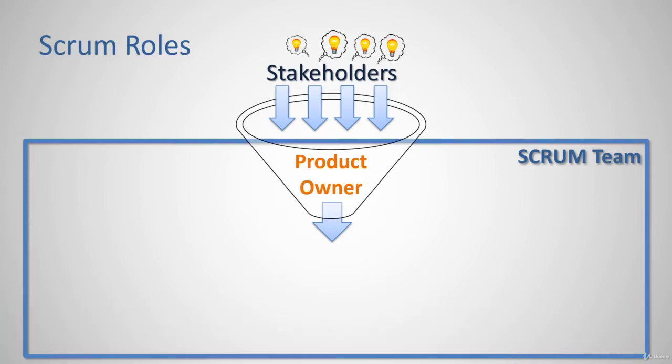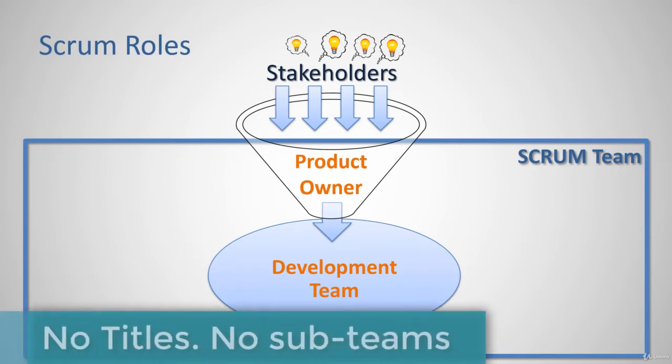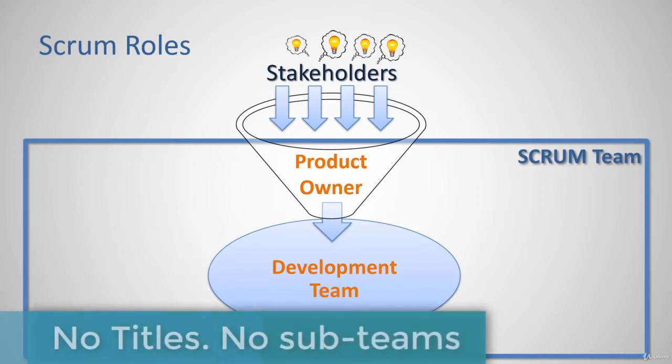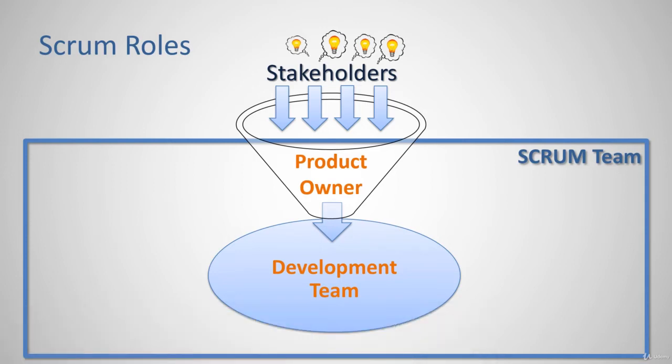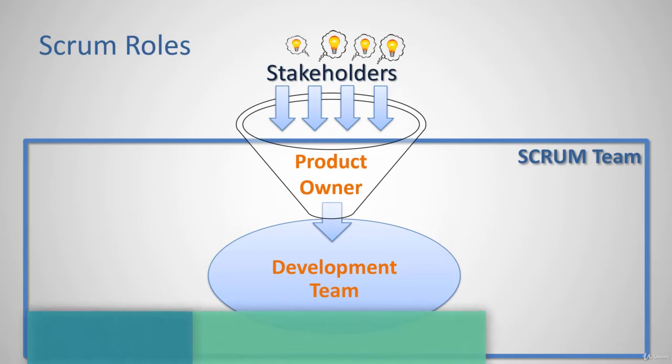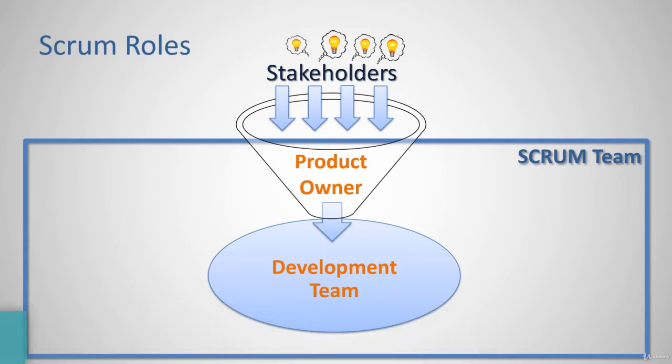Our second role is the development team. They will receive this clear list from the product owner and they will build the product increment for each iteration or sprint. Scrum recognizes no titles and no sub-teams inside the development team. Although team members might have specialized skills, the development team as a whole is a cross-functional group of people that together have all the necessary skills to build and deploy the product without dependencies.